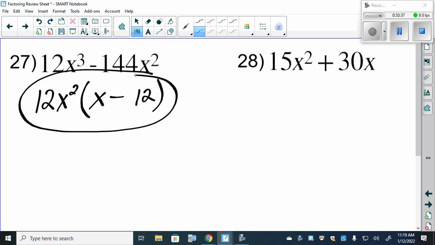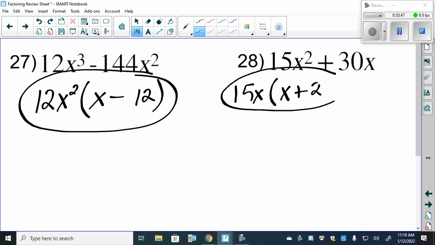What would it be for the other one? Factor out a 15x, leaving us with x plus 2. And that's it. That's all we'd have to do. Any questions on any of this here?